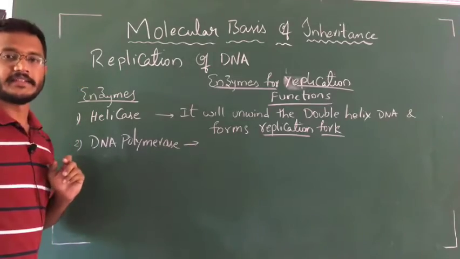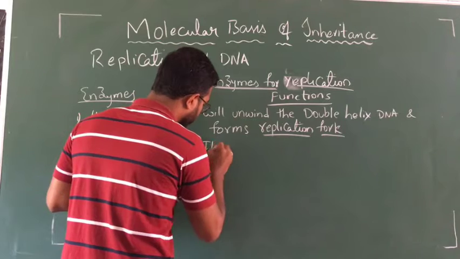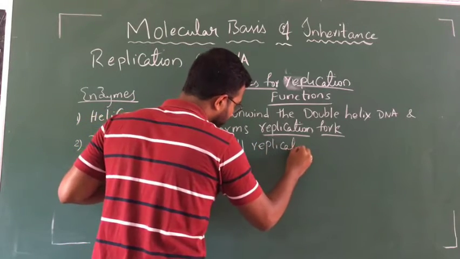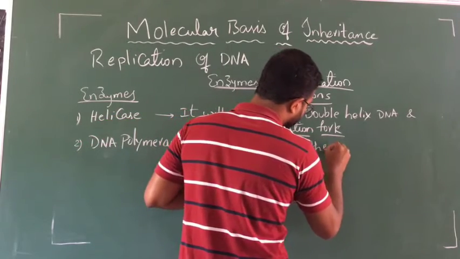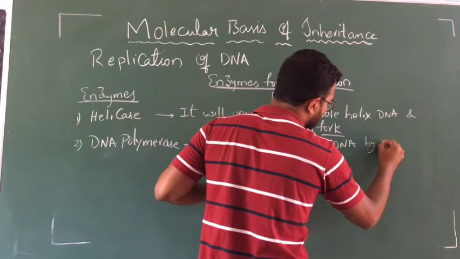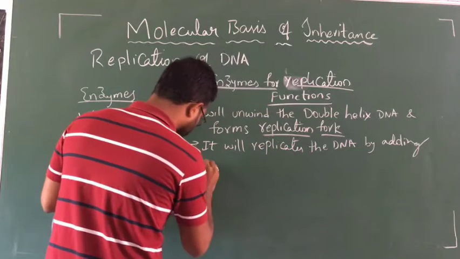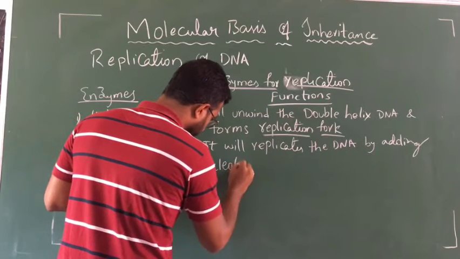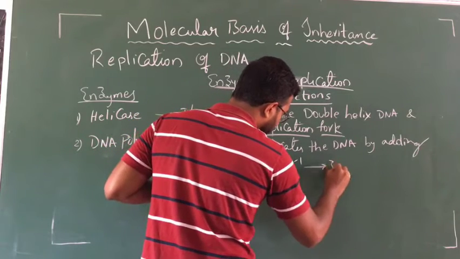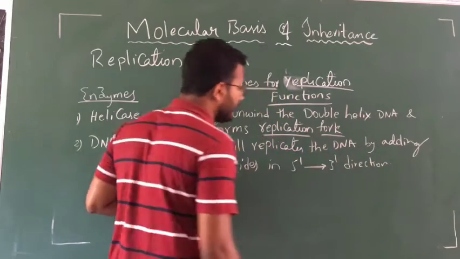And another enzyme, that is DNA polymerase. So what will it do? It will replicate the DNA by adding nucleotides in the 5' to 3' direction. So you have to remember everything here. Very important.